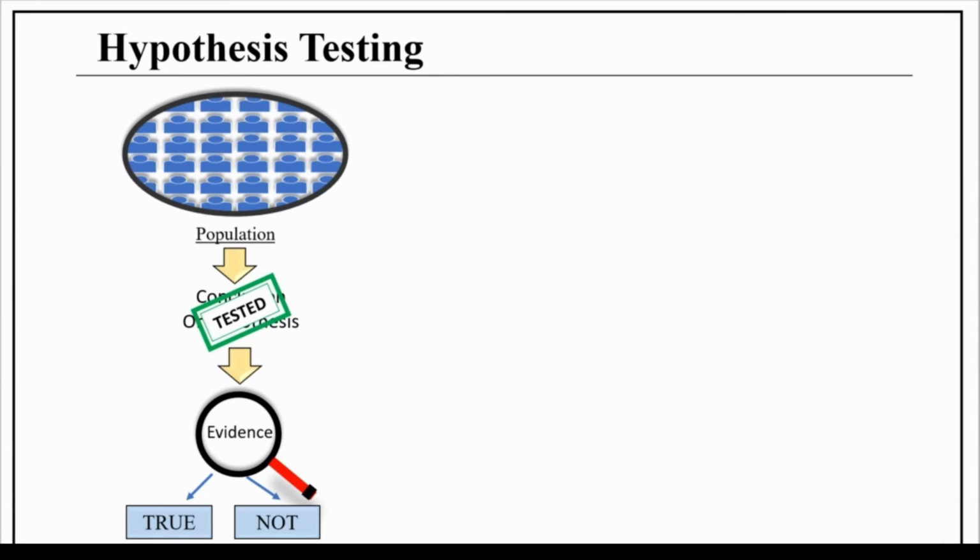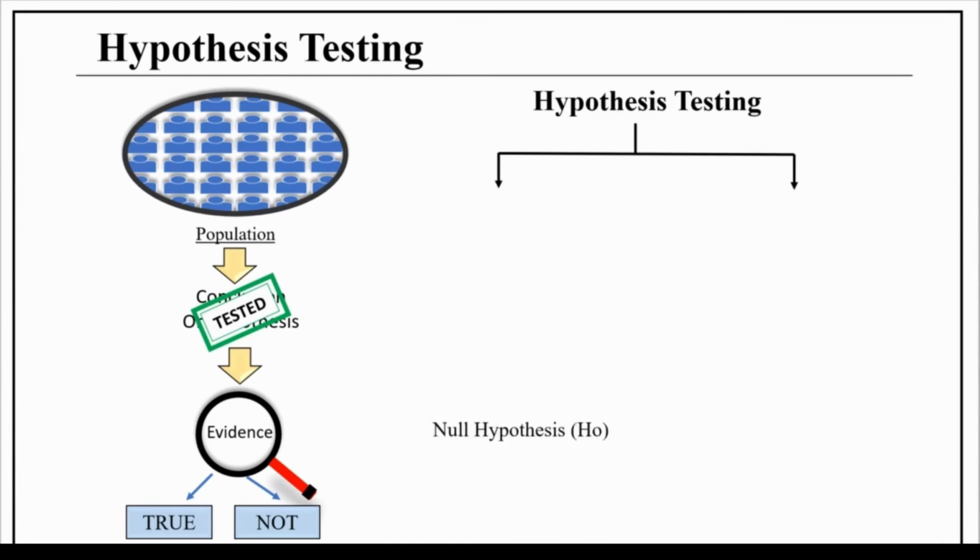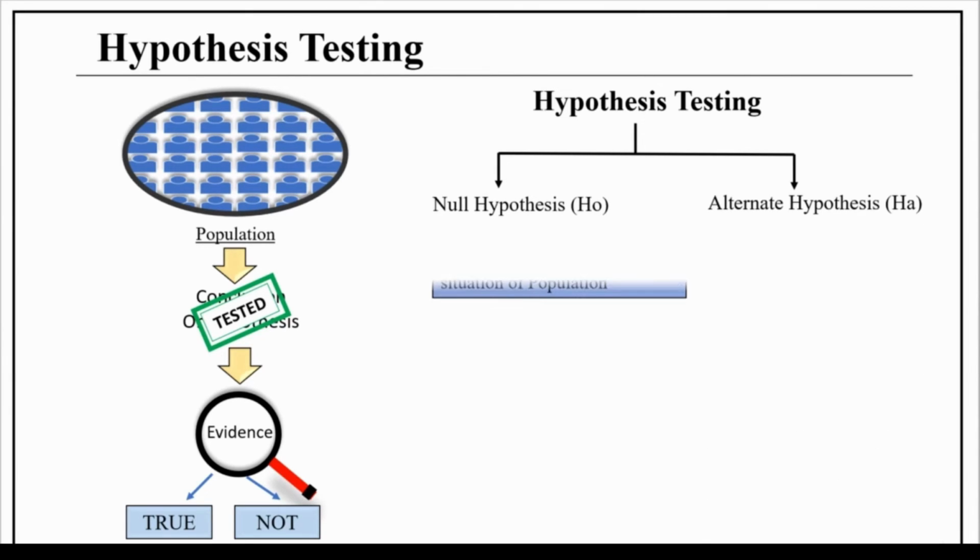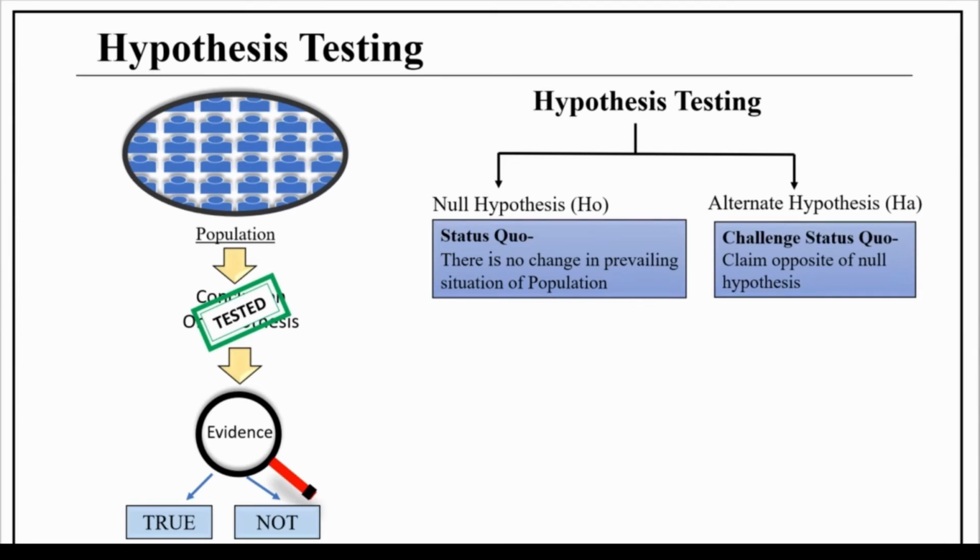Now let's understand types of hypothesis in hypothesis testing formulation. The first one is null hypothesis and the second one is alternate hypothesis. Now null hypothesis. It is a status quo. That means there is a prevailing belief about population, that is no change or difference in the situation. Alternate hypothesis, which challenges the status quo, that means it is just opposite to the null hypothesis.